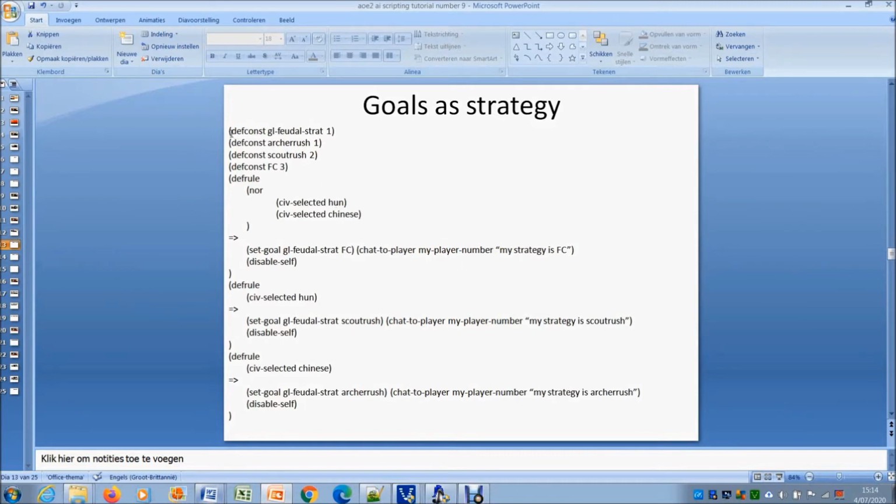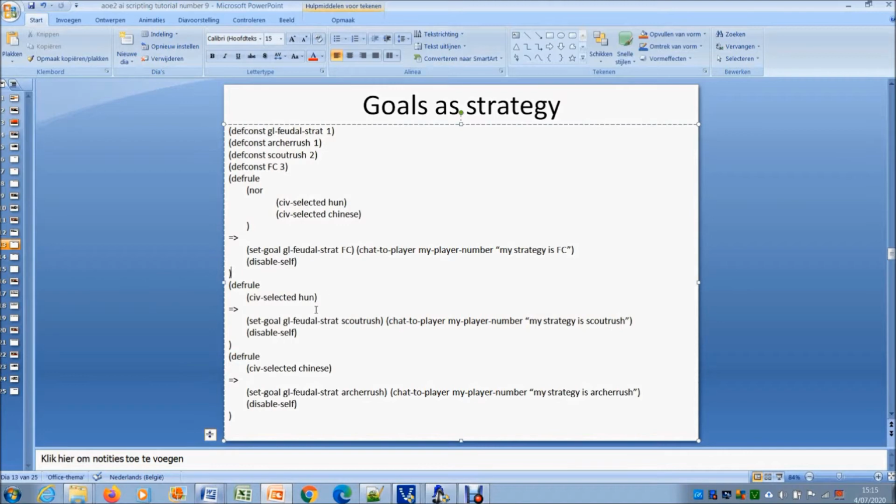So, first we make some constants. We make a constant goal feudal strat, which is our first goal, and we declare some constants. Archer rush is 1, scout rush is 2, fast castle is 3. Def rule, we saw this in a previous tutorial video. If we aren't Huns or Chinese, we want the goal set so that our feudal strategy is a fast castle. Chat to player, myself, my strategy is fast castle, and disable self.